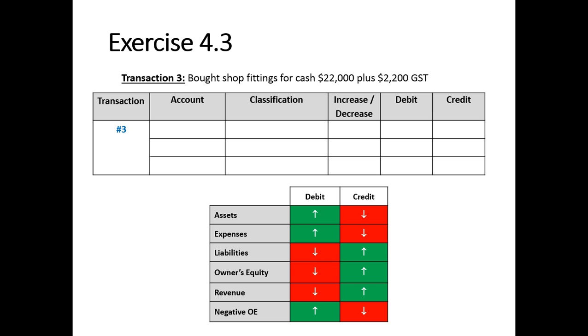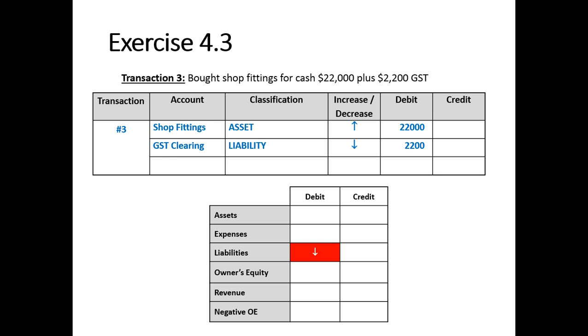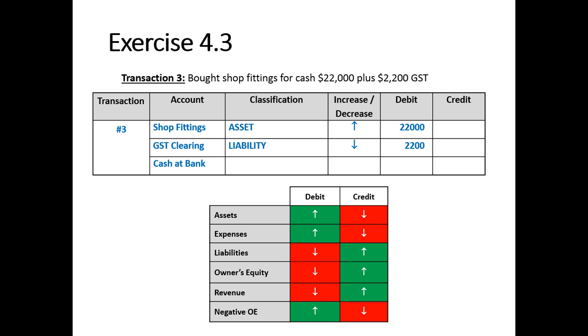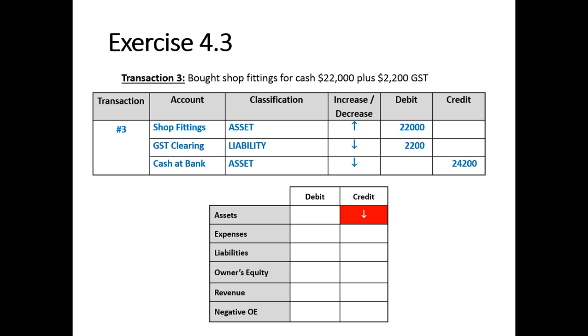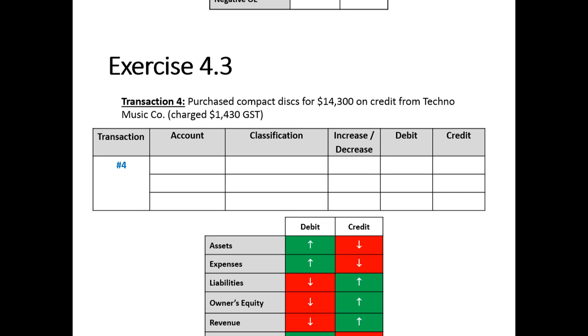Third transaction, bought shop fittings for cash, $22,000 plus GST of $2,200. So we've got shop fittings, which is an asset increasing, and that'll be a debit. GST, which is a liability, and we just discovered in the previous transaction that it decreases when we pay GST, so that'll be a debit. And lastly, we've got cash, which is an asset decreasing, and that'll decrease for the full amount. So we've got the two debits equaling the one credit.